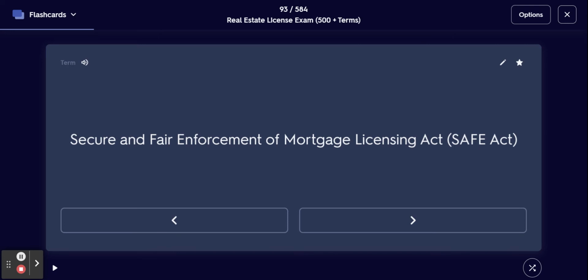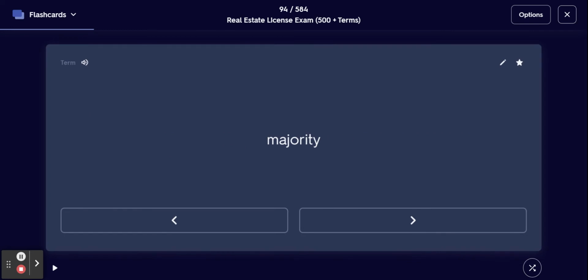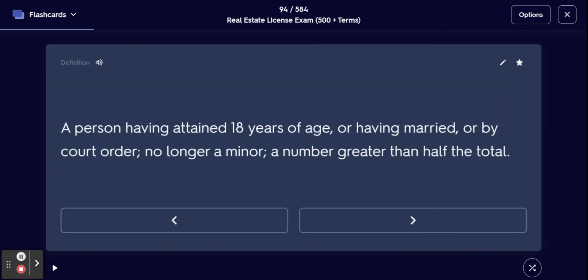Secure and Fair Enforcement of Mortgage Licensing Act. The SAFE Act sets a minimum standard for licensing and registering mortgage loan originators. Majority. A person having attained 18 years of age or having married or by court order no longer a minor, a number greater than half the total.